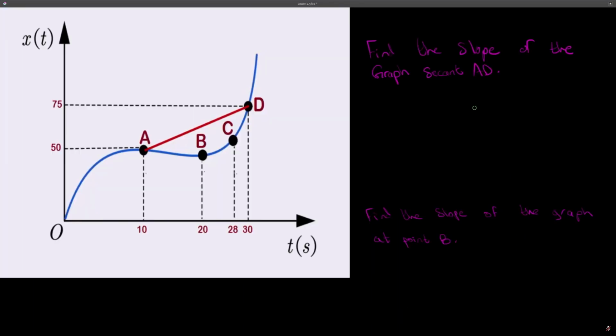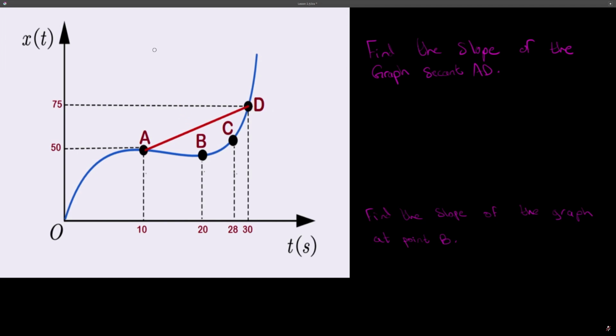Now for this kind of question, we need to understand the difference between a secant line and a tangent line. Now a secant line is a line that connects two points. Like if we look in this graph over here, we have a line and it's connecting point A and point D. So this line is a secant line. Now calculating the slope of a secant line will give you one piece of information that's very important, which is finding the velocity.